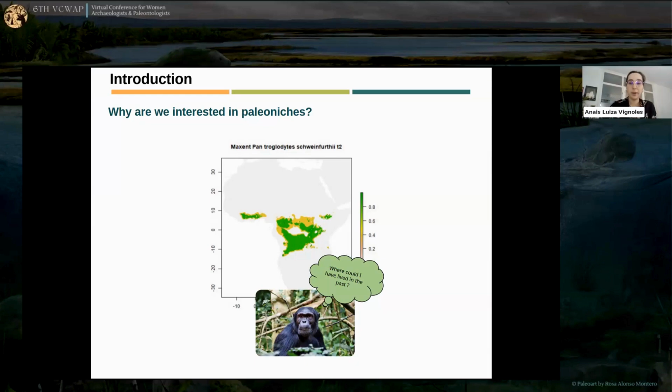It's very useful to think about paleo niches because we can project modern niches to the past, which may reveal past distributions and dispersal trajectories in response to past climate change. For example, if we take the ecological niche modeled from chimpanzees in the present day, we can find different distributions that may have been suitable for the chimpanzees in the past.